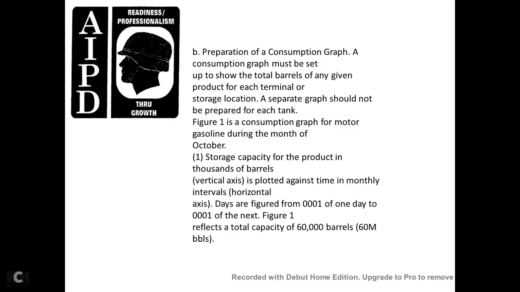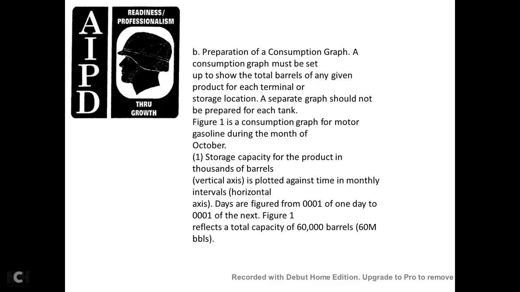B. Preparation of the consumption graph. The consumption graph must be set up to show the total barrels of the product at each terminal storage location. A separate graph should not be prepared for each tank. Figure 1, consumption graph of motor gasoline during the month of October. The vertical axis shows the storage capacity of the product in thousands of barrels, plotted against the time in monthly intervals.